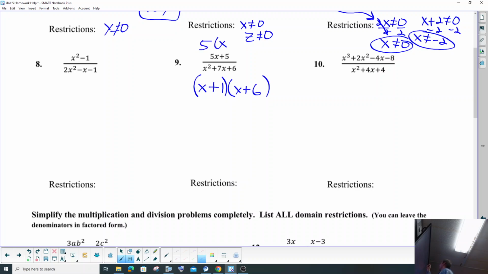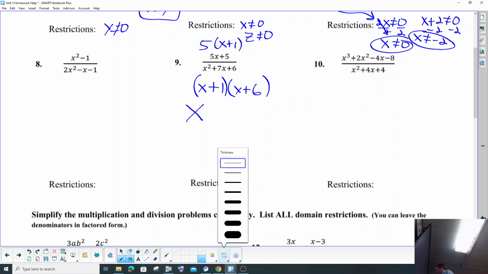This one we could pull out a 5. So cool. So what are our restrictions? Well, you want to take each of those restrictions on the bottom, and you want to go ahead. If it lets me, Smartboard's being weird. Just making a video, guys.